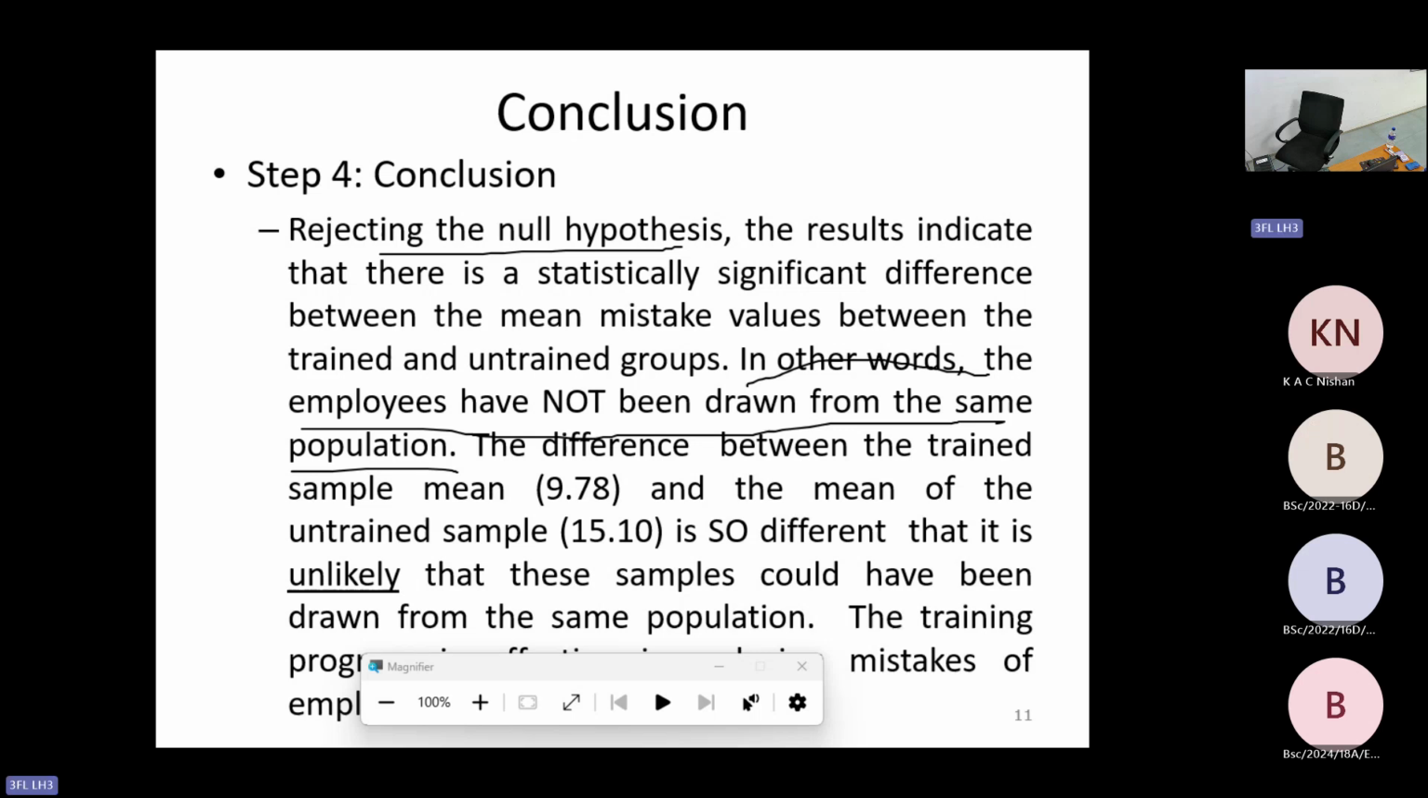We say that there is no difference. We reject that there is no difference. That means what? There's a difference. Do you accept? We reject. There is no difference. To reject something negative, no difference, again something negative, that means yes. There's a difference.